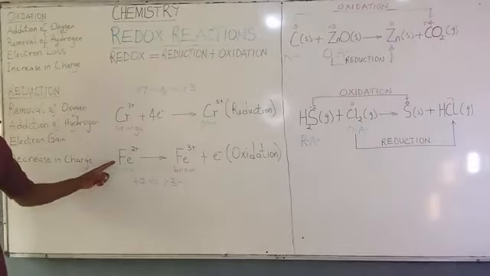Iron 2 ions, they lose 1 mole of electron each. When iron 2 ions lose 1 mole of electrons, they become iron 3 ions. Did you notice the charge here? Plus 2. It becomes plus 3 when it loses 1 mole of electron.